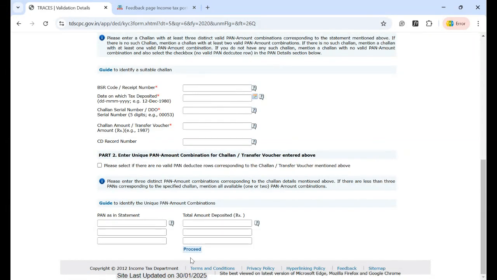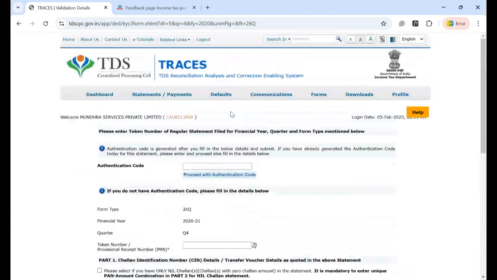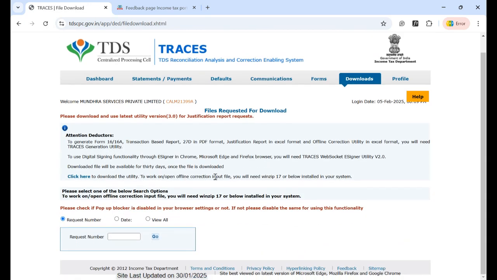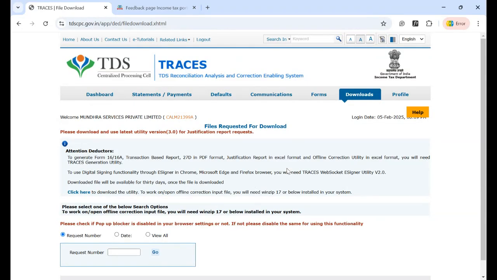After filling this, we will proceed, and then after a couple of days, the file would be available with us, and we will download it from this download segment. Under requested downloads, we will get this file from here. Since no file has been requested, it is not showing over here.